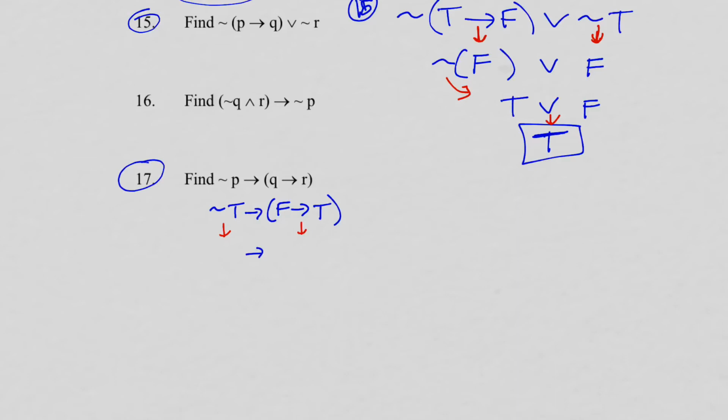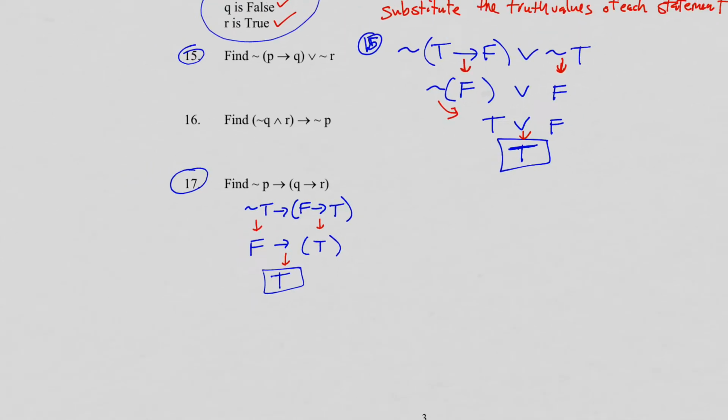So if false, then true. Remember, those are all true except for one particular case, and this one is true. The negation of true is false. And again, we have if false, then true. So the last step would be to put true down here.